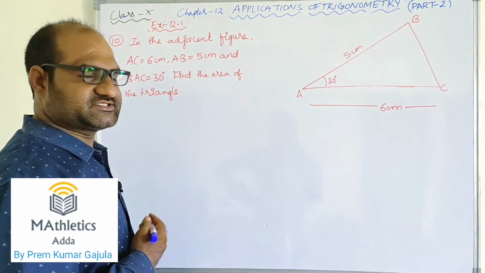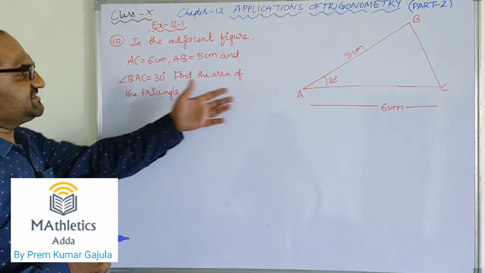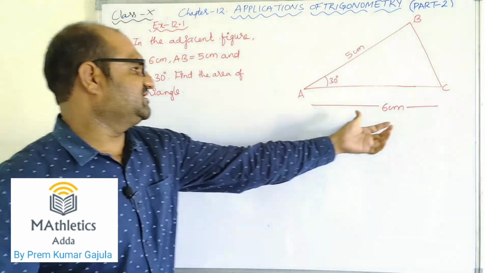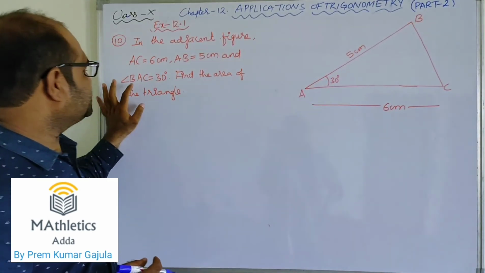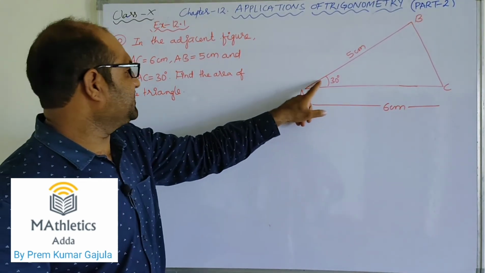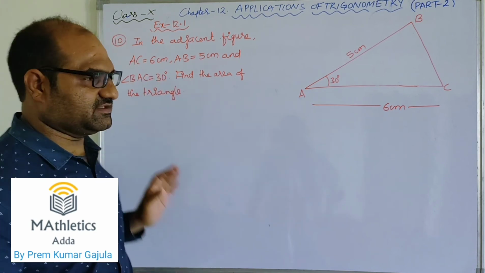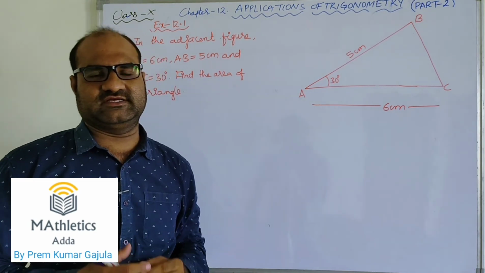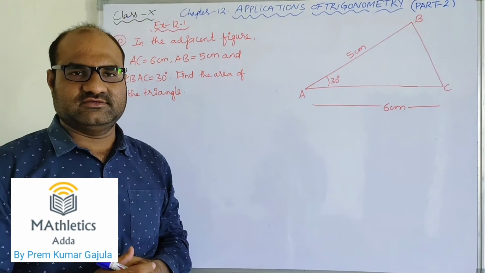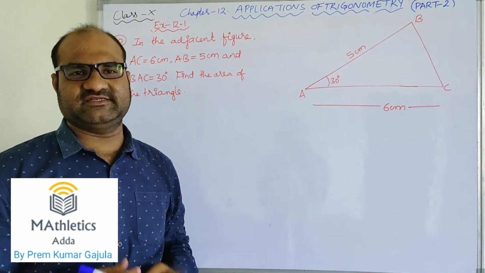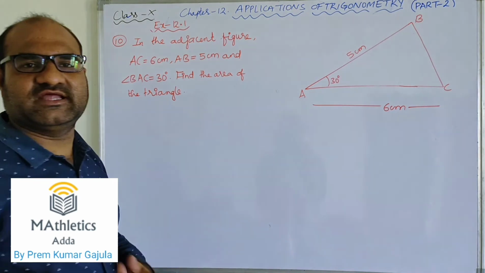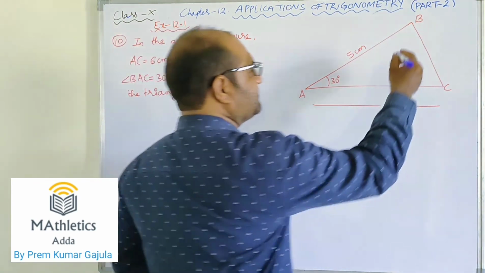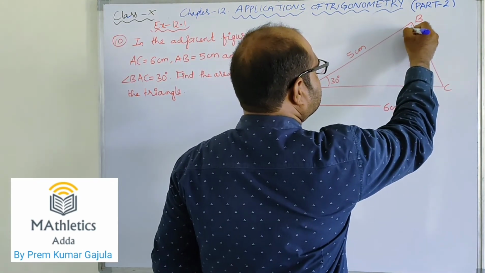Now let us look at the next question. In the adjacent figure, AC is given as 6 centimeters, AB is given as 5 centimeters, and angle BAC is given as 30 degrees. Find the area of the triangle. We know that to find out the triangle's area, we compulsorily need the base and the height. So we have got already one base, so we need one height. So I am drawing a perpendicular from B to AC.